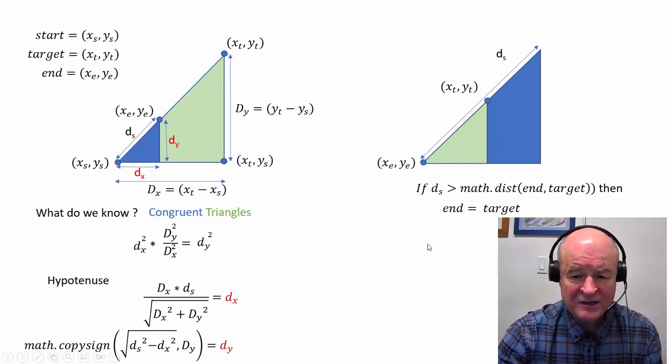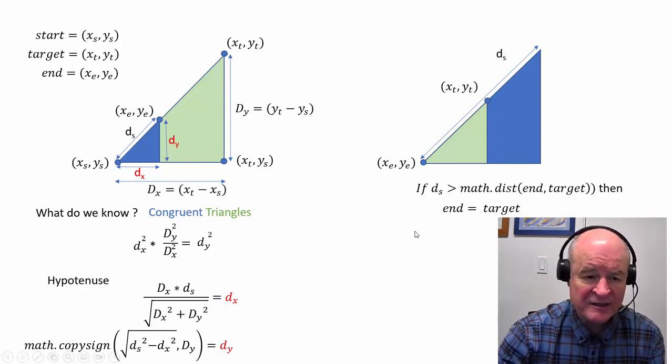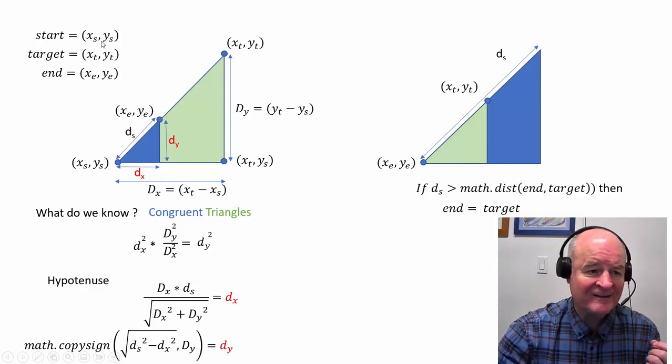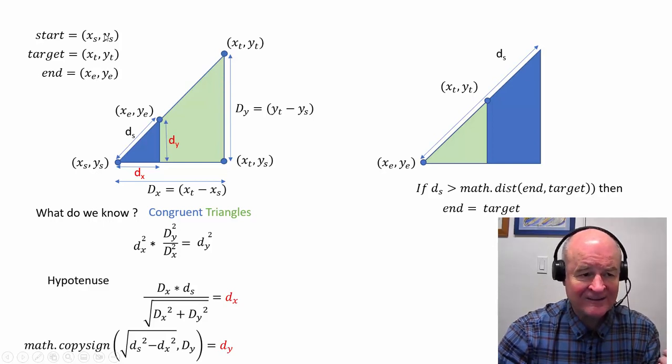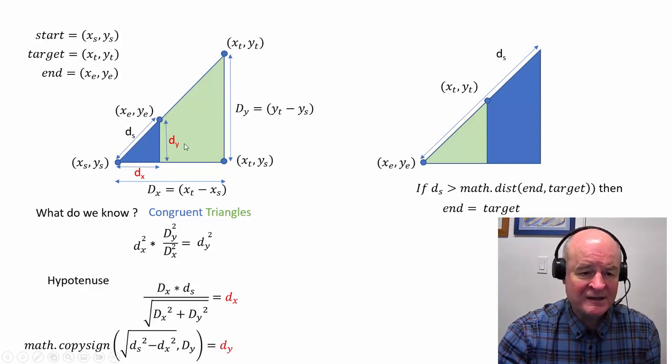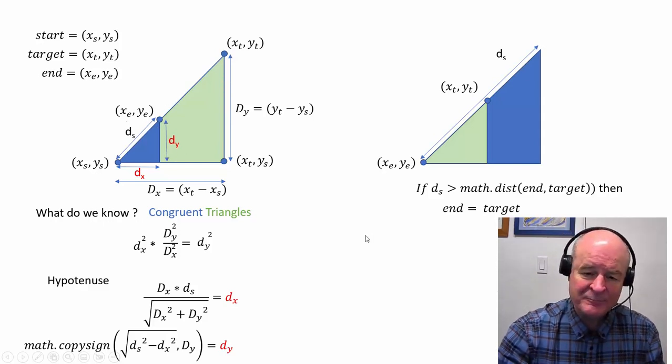So with those conditions, we're ready to start coding up an object that you give a starting point and a target. It starts with the end at the start. And then every time you want to move the object, it's going to calculate a new point using the dy and dx that we've just calculated. So let's go ahead and start putting that into Python.